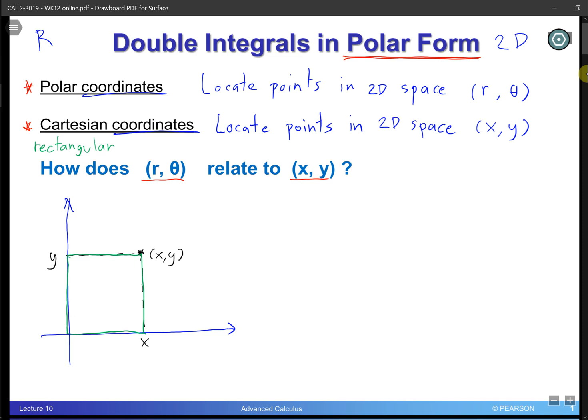So starting from here, let's draw a circle. Okay, I'm gonna try my best. Okay, alright, so this is like a quarter of a circle in the first quadrant. So let's assume that this black point is on the circle. So I can say that I'm going to use this red line to locate this point.